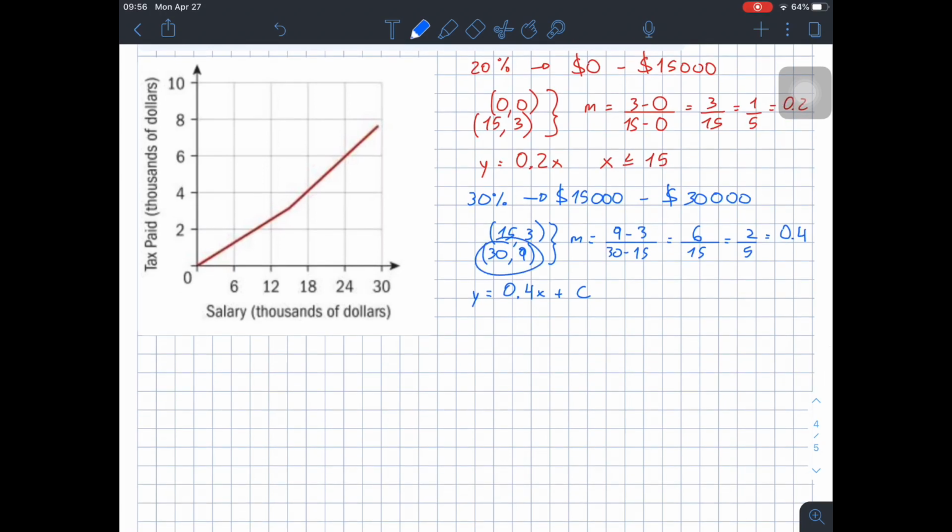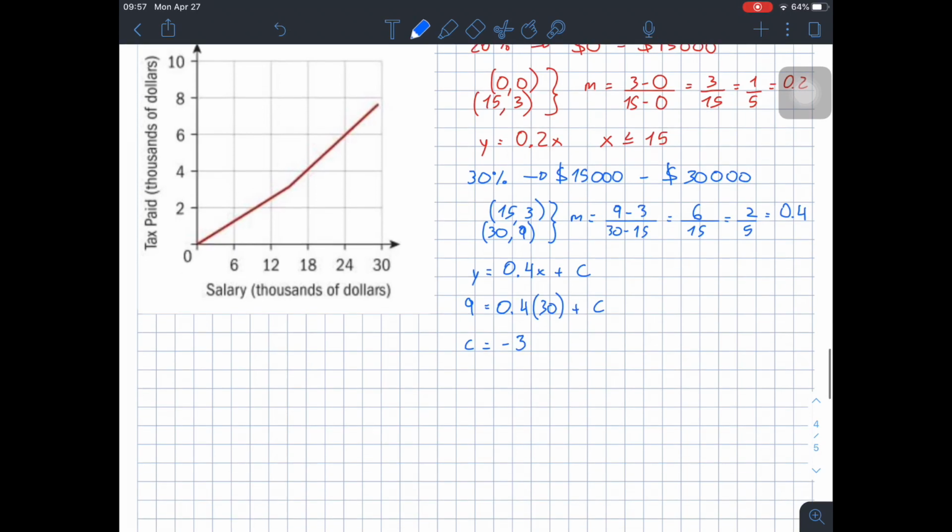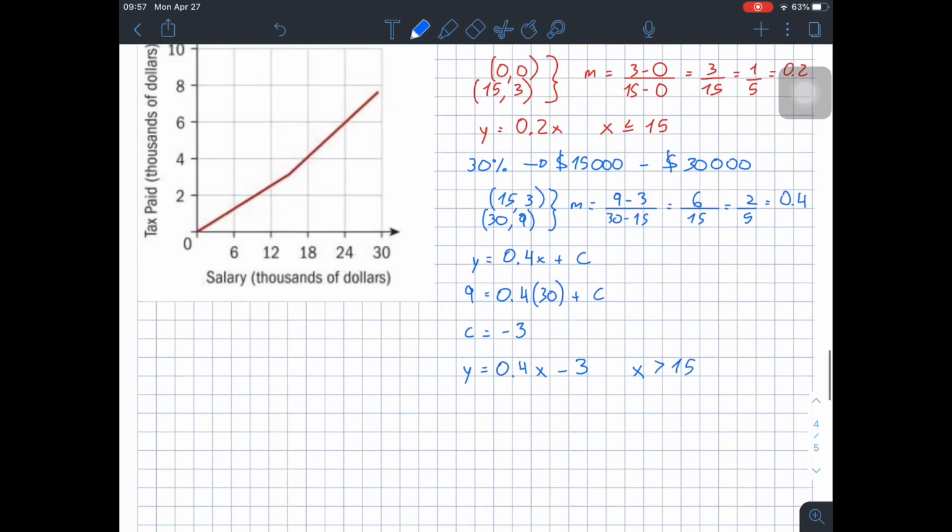So we can plug in any value. For example, the second point, we will have 9 equals 0.4 times x, which is 30, plus c, right? So then we get the value of c, which is 9 minus 0.4 times 30. This gives us -3. So the equation would be y equals 0.4x minus 3. This is for x greater than 15.